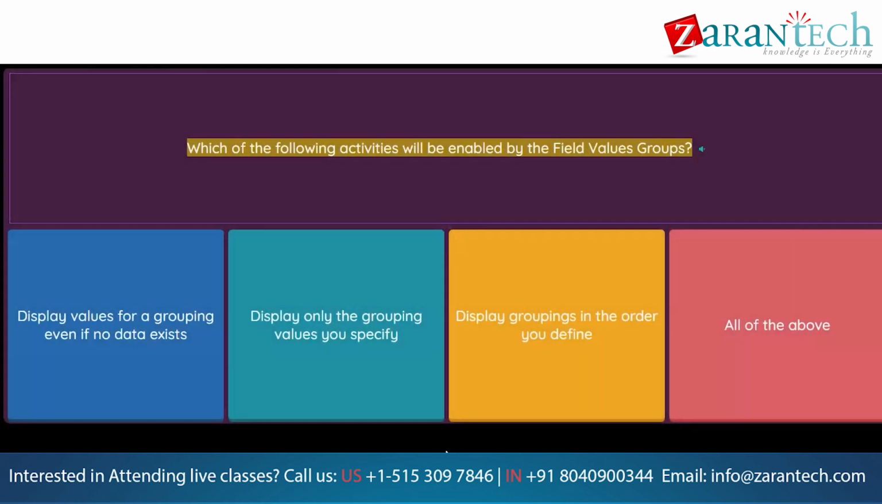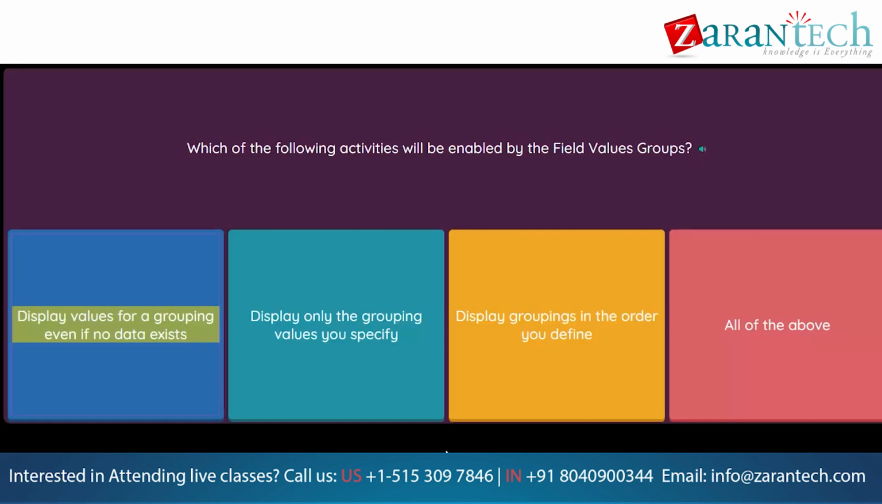Question: which of the following activities will be enabled by the field values groups? Option 1: display values for a grouping even if no data exists. Option 2: display only the grouping values you specify. Option 3: display groupings in the order you define. Option 4: all of the above.